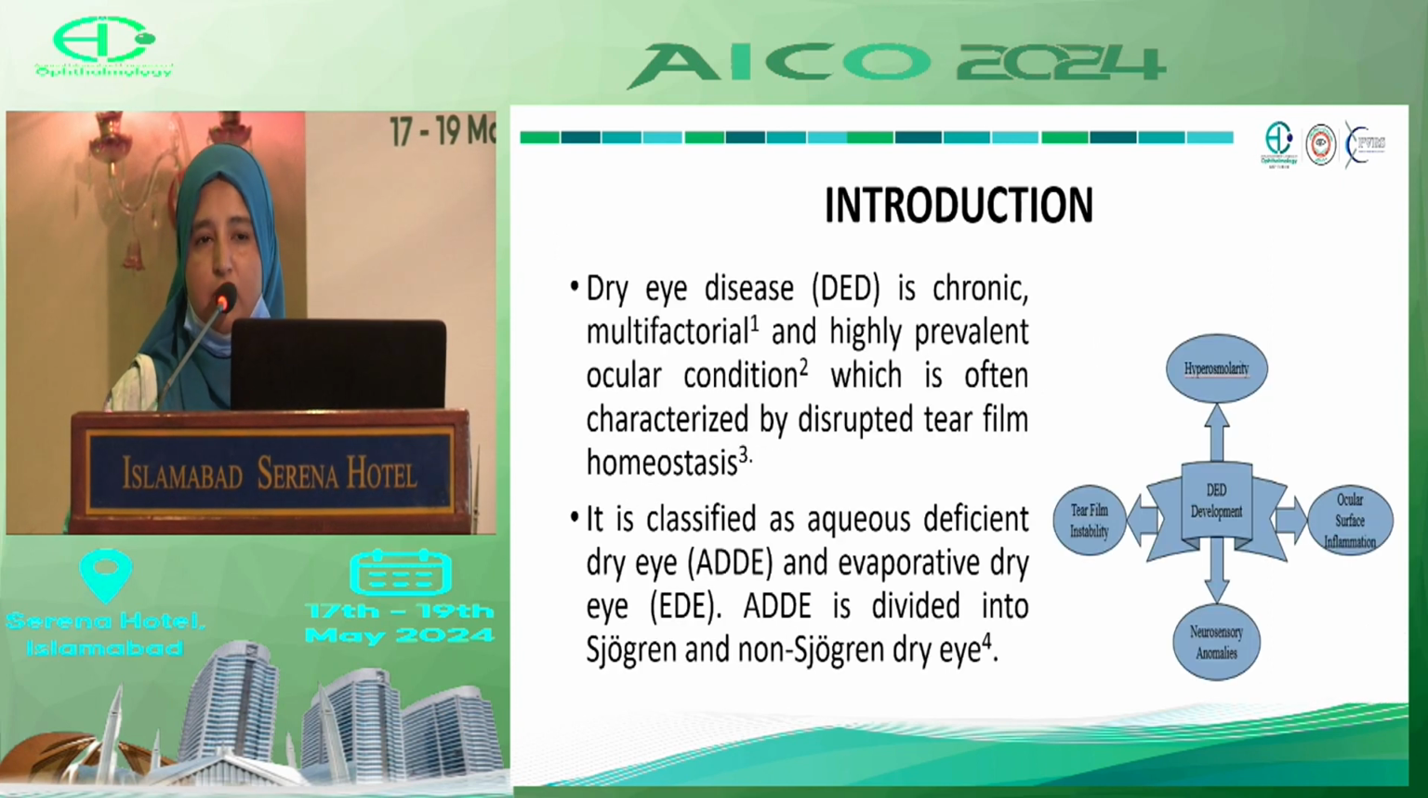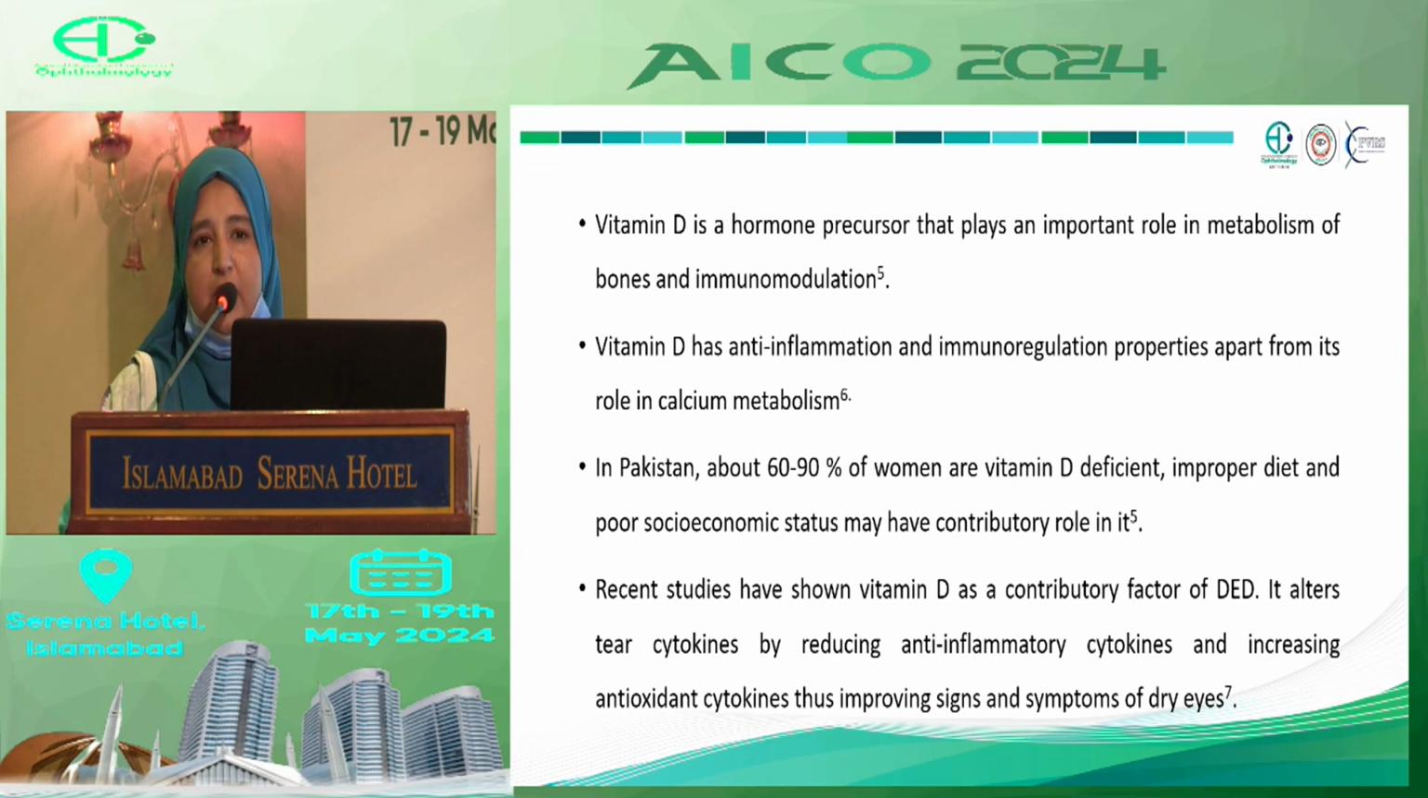As we already know, dry eye is a chronic multifactorial disease, and it is further divided into 2 types. Number 1 is aqueous deficient dry eye, and number 2 is evaporative dry eye. Aqueous deficient dry eye is further divided into Sjogren and non-Sjogren dry eye. And we already know that vitamin D is a precursor which plays an important role in the metabolism of bones and immunomodulation. Vitamin D has anti-inflammatory and immunoregulation properties apart from its role in calcium metabolism.